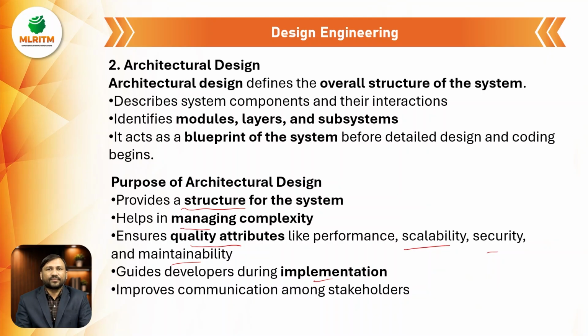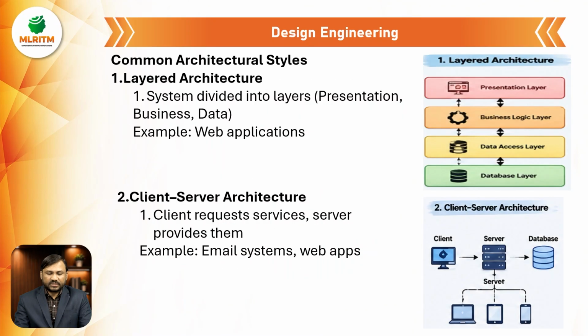So it will be very helpful for the developers, and it will also improve the communication among the stakeholders. Stakeholders can easily understand if we provide this type of architectural design, how the software will look like, etc. Now next, we will see the various types of architectural styles. We have a list of 5 architectural styles that are commonly used for architectural design. One by one we'll see the purpose and examples.